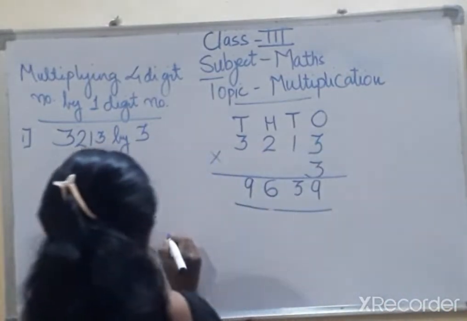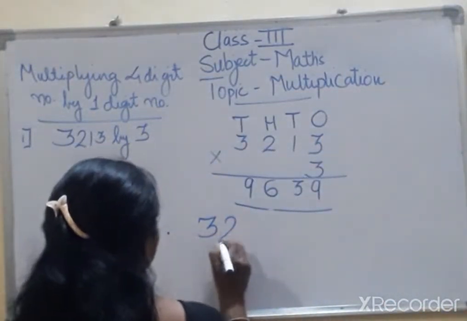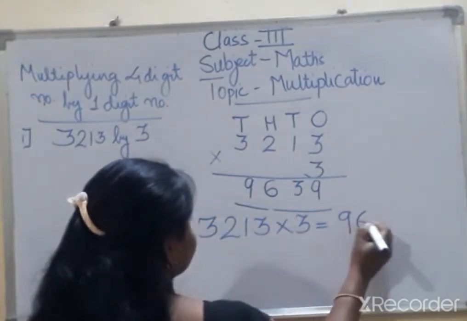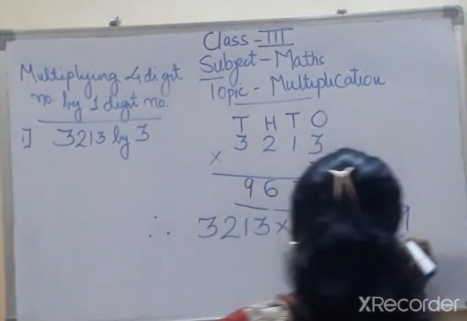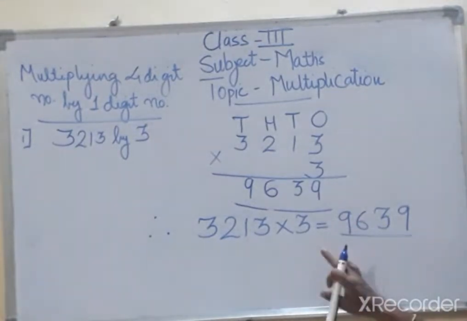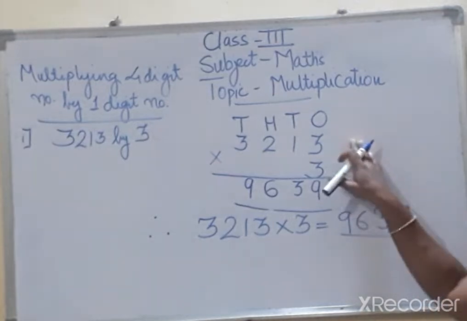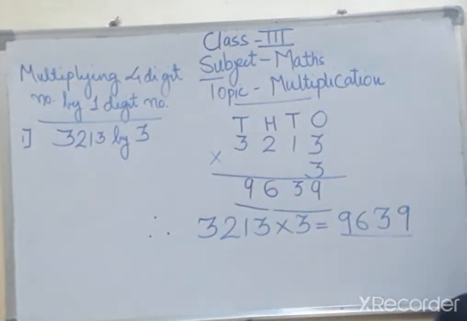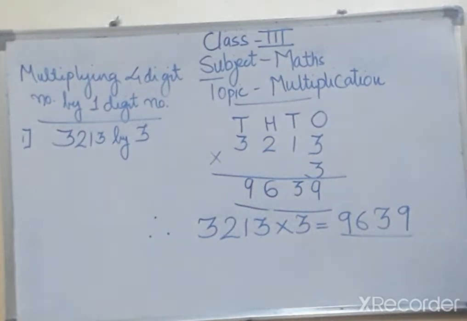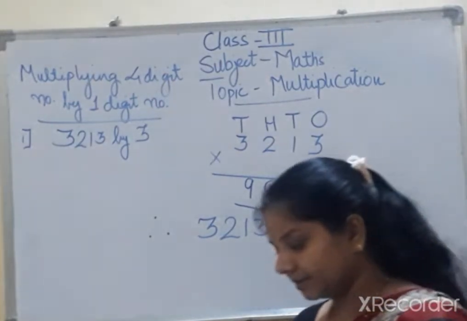So at the last step you can write therefore 3213 multiplied by 3 gives you 9639. So this is the product of the numbers 3213 and 3. In this way you are going to multiply. So this was without regrouping. We have not carried or we have not regrouped any tens or ones. We have not regrouped any thousand or hundreds. This is a simple multiplication of a 4-digit number by 1-digit number.